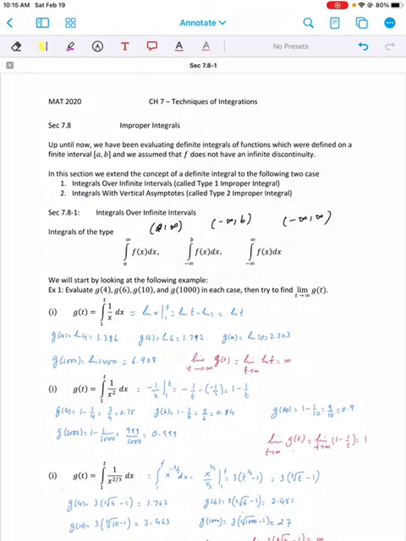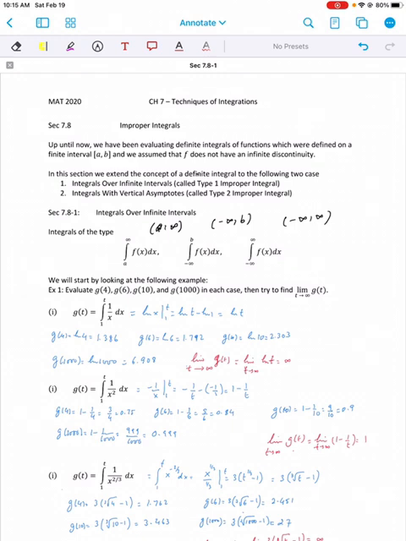Section 7.8, improper integrals. So up until now we have found definite integrals where they were defined on a finite interval [a, b], and we also kind of assumed that f does not have an infinite discontinuity, meaning f does not have a vertical asymptote in that interval.